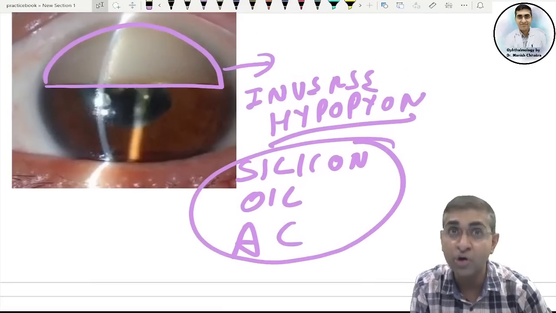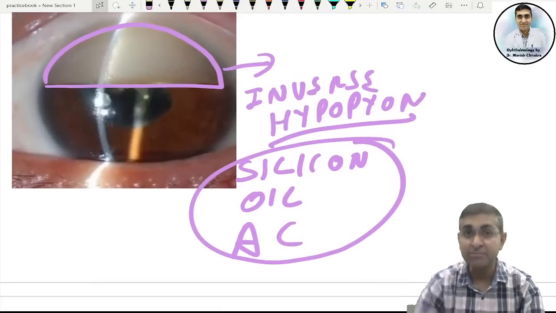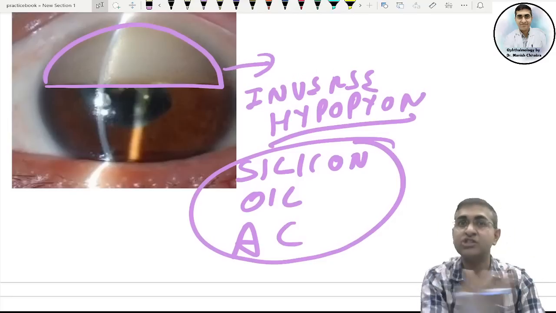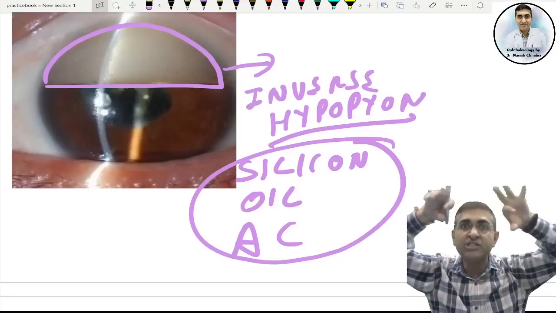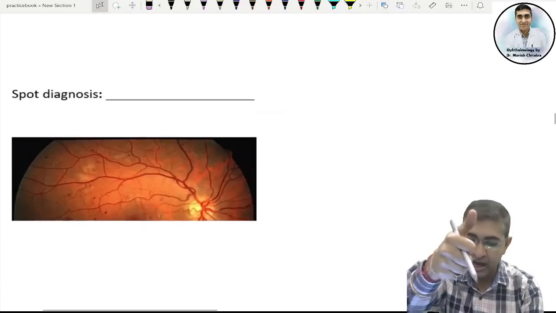You put silicon oil as a treatment modality in retinal detachment. Sometimes it happens to come into the anterior chamber and it rises up and fills the superior quadrant of the eyeball, leading to inverse hypopyon.